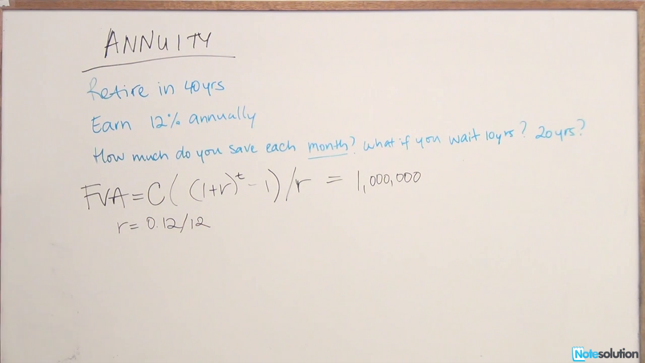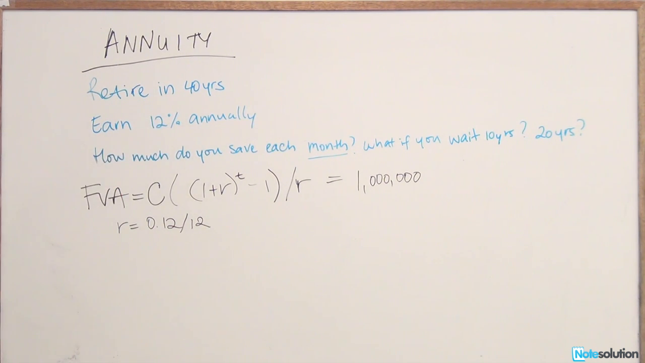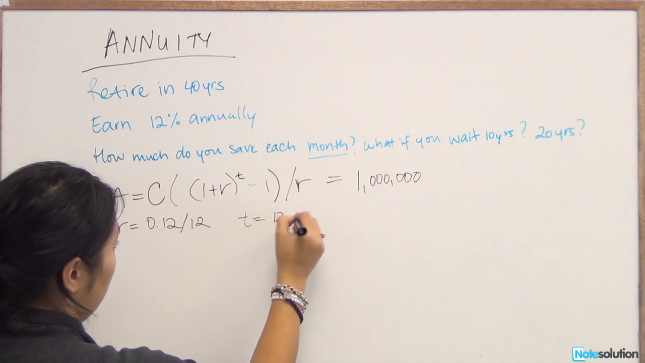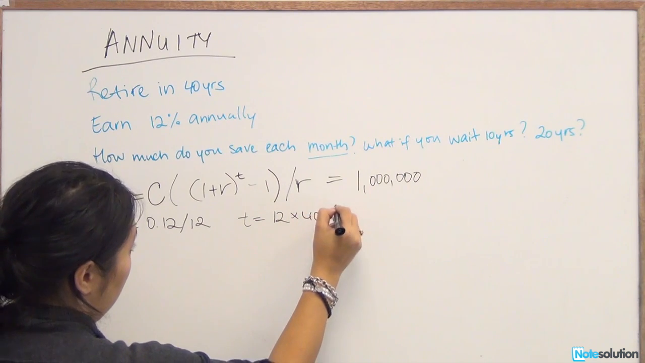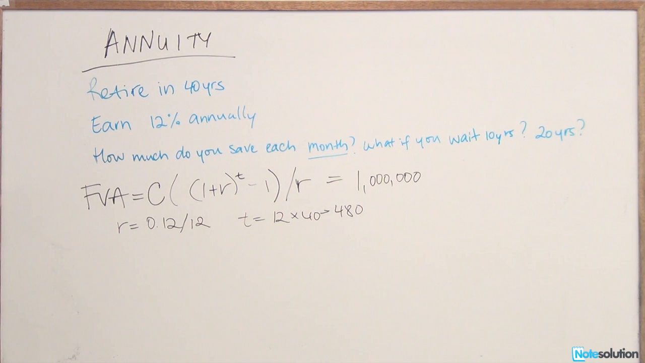And finally, because you're saving each month but your annual rate is given to you, your time period is going to be 12 times the 40 because there are 12 months and 40 years. So T is going to be 480. So now that you have all the terms in the same alignment, you can really substitute the terms in and calculate the cash flows.